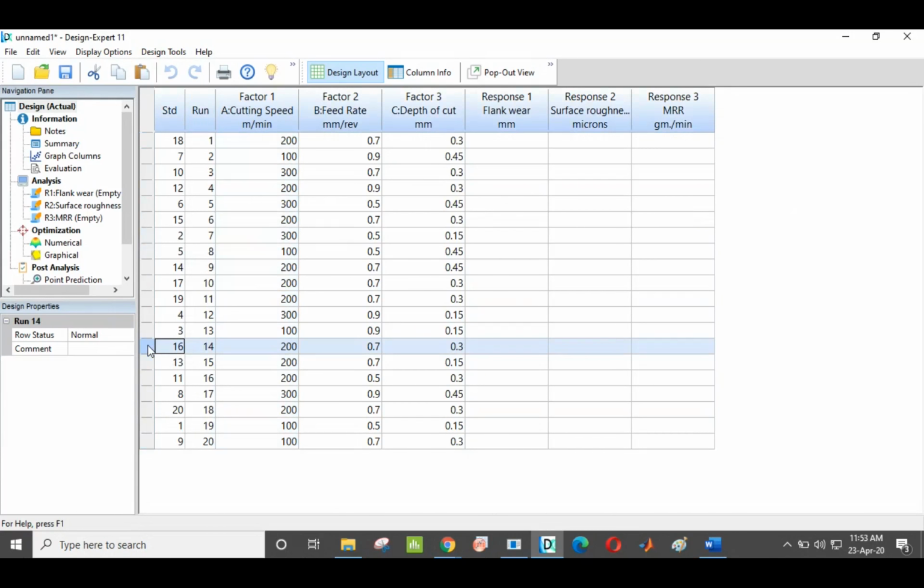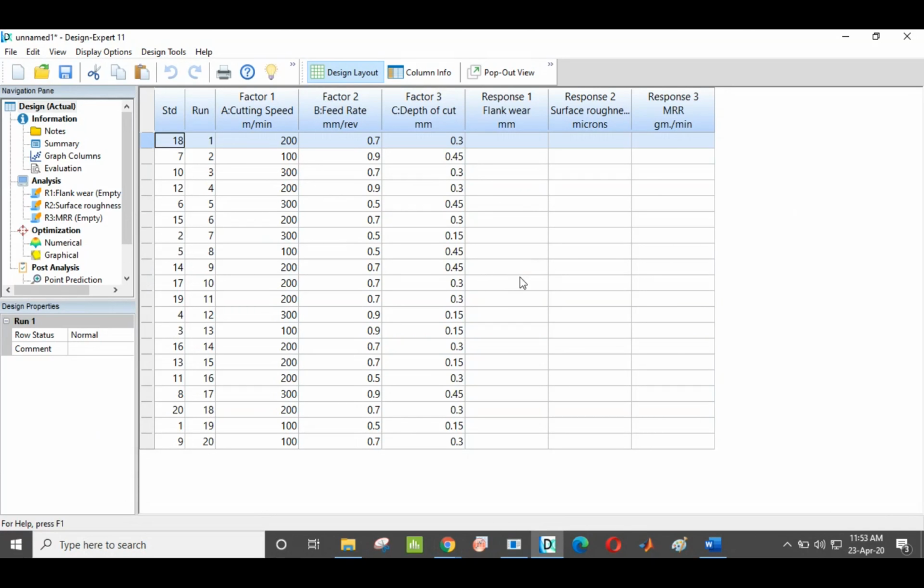Run number 14, run number 11, run number 10, run number 15, and run number 1. So totally 6 experiments are repeated.